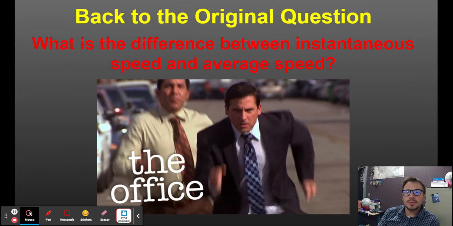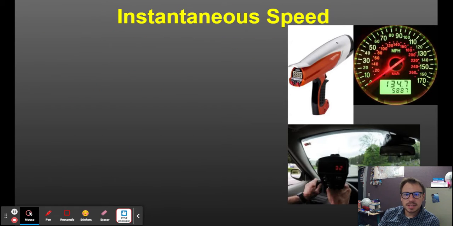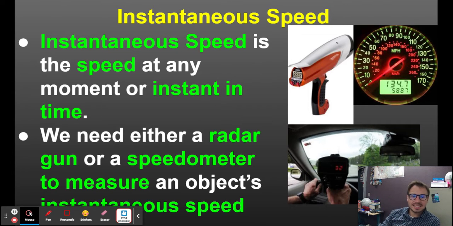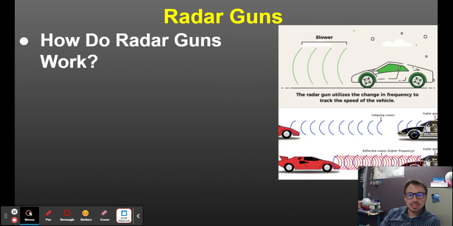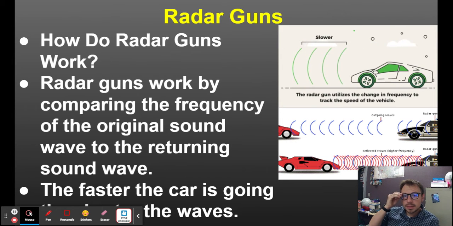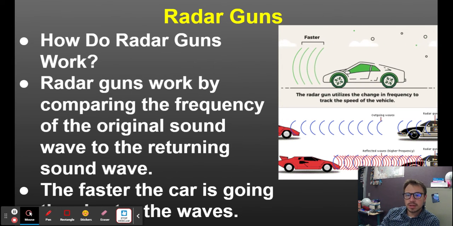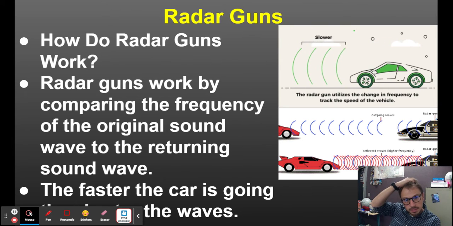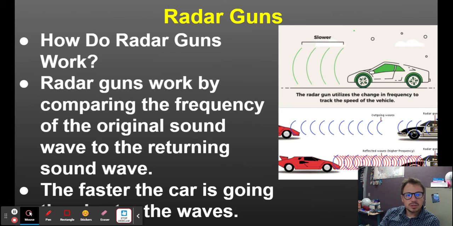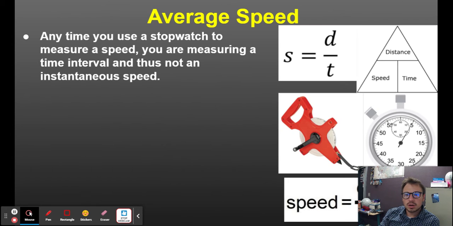All right. So, what is the difference between instantaneous speed and average speed? So, instantaneous speed is the speed at any moment or instant in time. So we need either a radar gun or a speedometer to measure an object's instantaneous speed. That'll give you that speed at that exact moment. So radar guns work by comparing the frequency of the original sound wave to that returning sound wave. And depending on how condensed that wave is, it will be able to tell you how fast that car is moving.